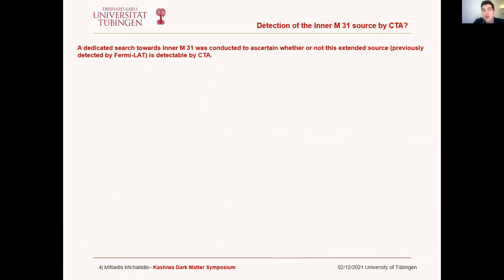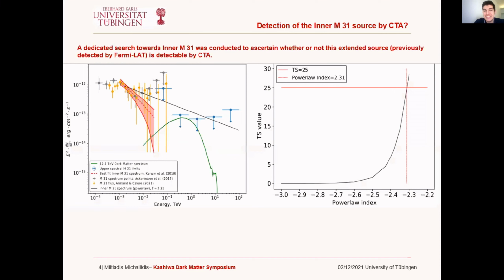So first of all, before we go to the main results from dark matter, I would like just to make a small parenthesis and focus on this inner M31 bulge, which is an astrophysical emitting source, which has already been detected by Fermi-LAT. So we wanted, in the context of this paper, also to try and find out if CTA will be able to detect this source.